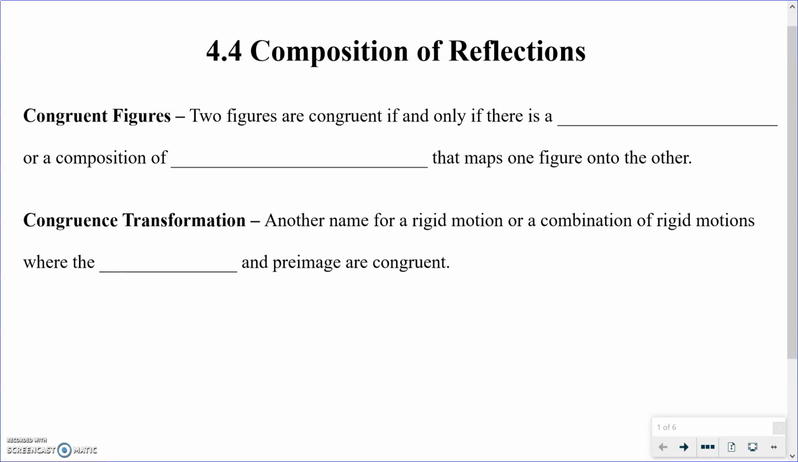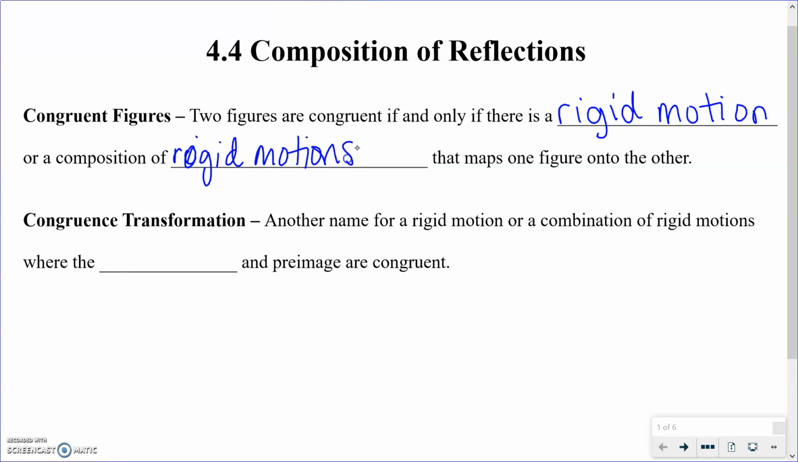And so two figures are congruent if and only if there's a rigid motion or a composition of rigid motions, R-I-G-I-D, that maps one figure onto the other. So remember, rigid motion doesn't change the size or shape, and so that's translations, rotations, reflections, everything we've actually talked about in practice with. Dilations are non-rigid motions, and those are the only ones that will create figures that are not congruent.